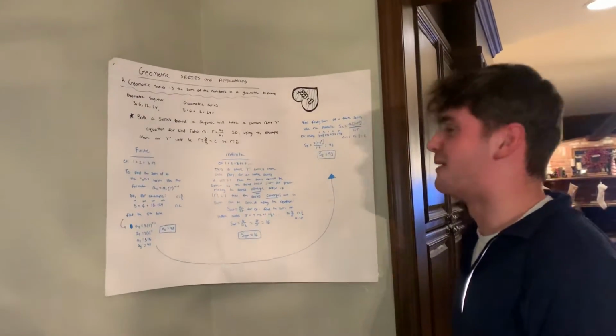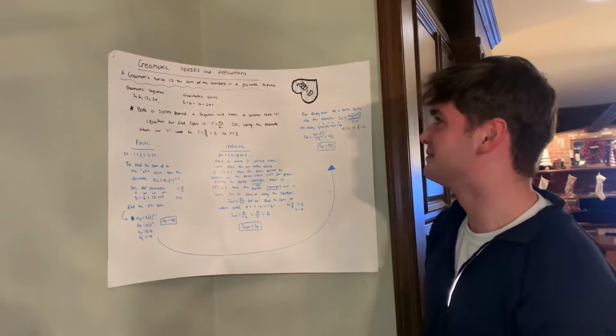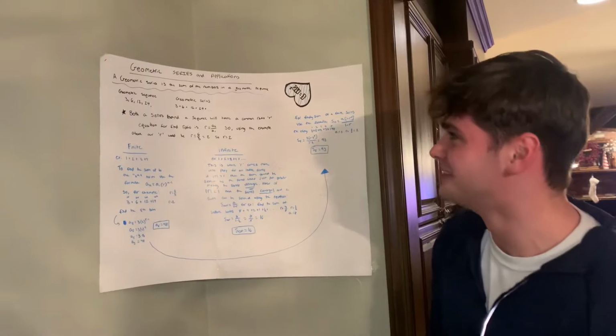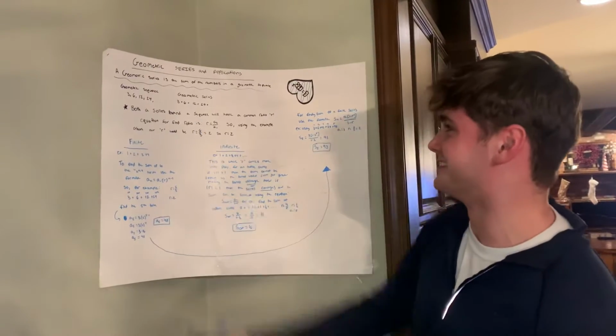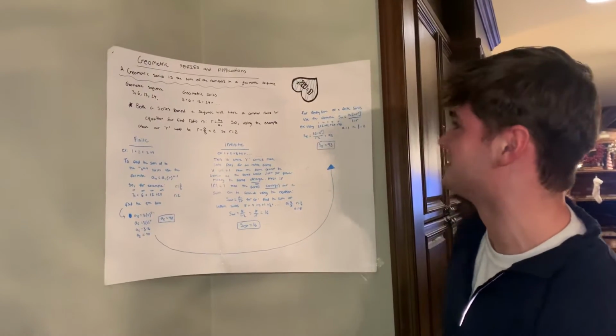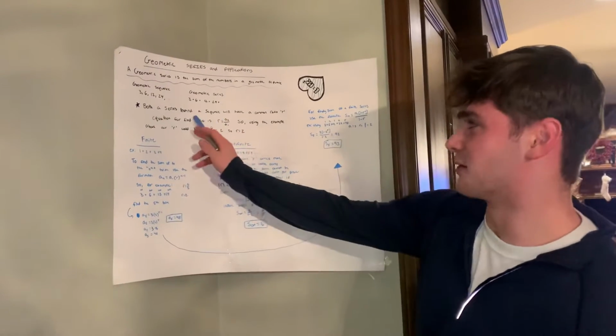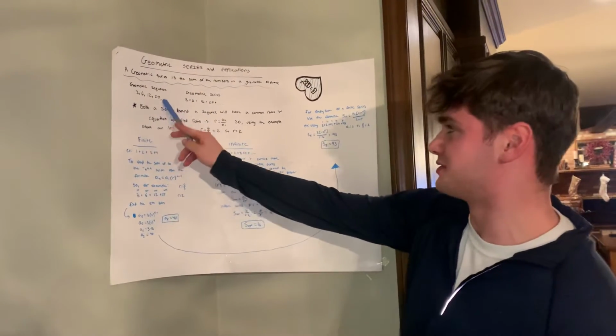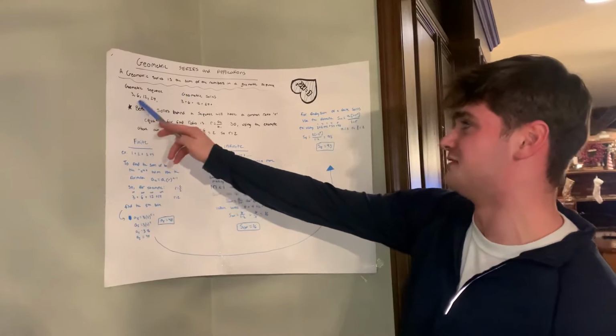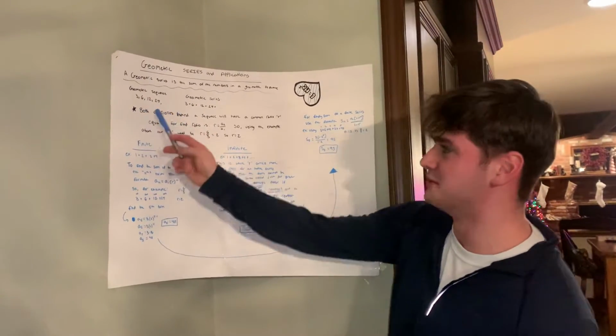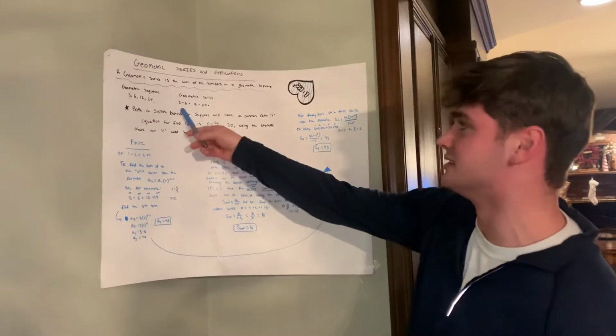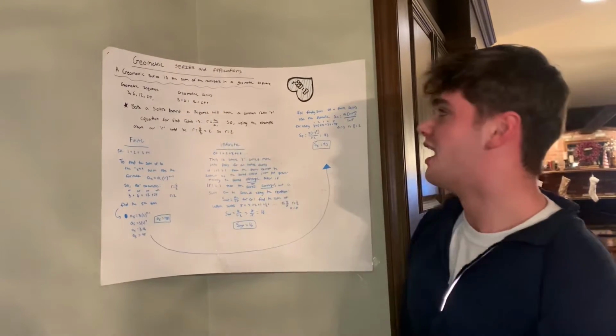Alright, so my final project is geometric series and applications. A geometric series is the sum of the numbers in a geometric sequence, and often these two are connected, but a geometric sequence is different than a series because, as you can see, a sequence has the commas in between the numbers, whereas a series has addition.